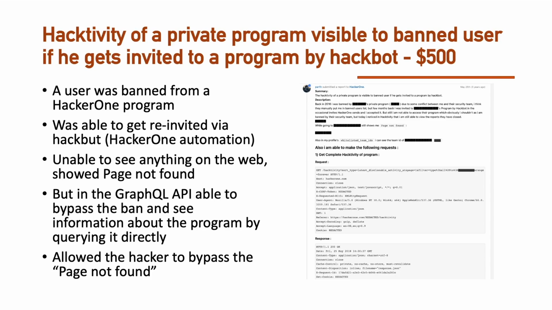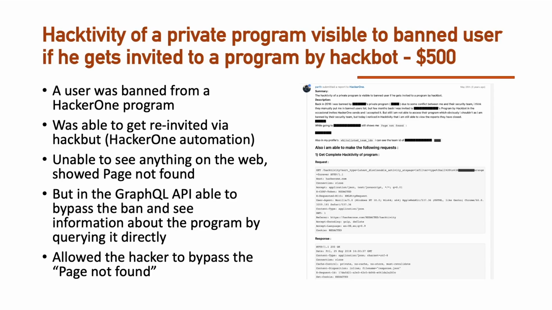Activity of a private program visible to a banned user if he gets invited to a program by Hackbot, $500. So a user was banned from a HackerOne program, and he was able to get re-invited by Hackbot, which is a type of HackerOne automation. So although he couldn't see anything on the web, so it just showed a page not found error, if he queried the API, he'd be able to bypass his ban and see information about a program by querying it directly. It's bypassing this client-side restriction, but on the server, the restrictions weren't implemented.